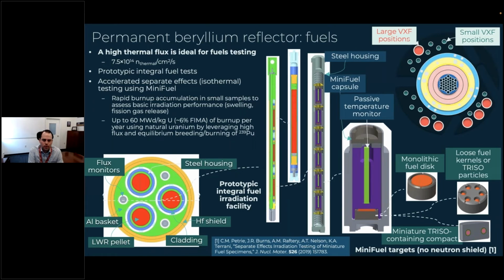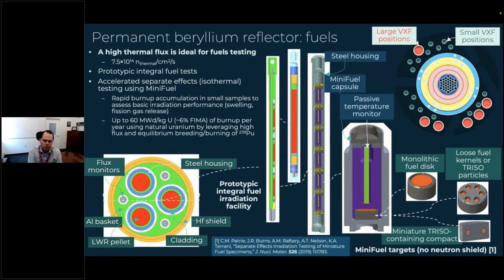Now I'm going to talk about the other extreme, which is the permanent reflector position. So we have a high thermal flux out here. It doesn't drop off all that much. Of course, the fast flux is much lower, but this is kind of ideal for fuels experiments. And long ago, we came up with an irradiation vehicle that looks a lot like what you'll see in ATR to conduct integral fuel tests for light water reactor fuels.